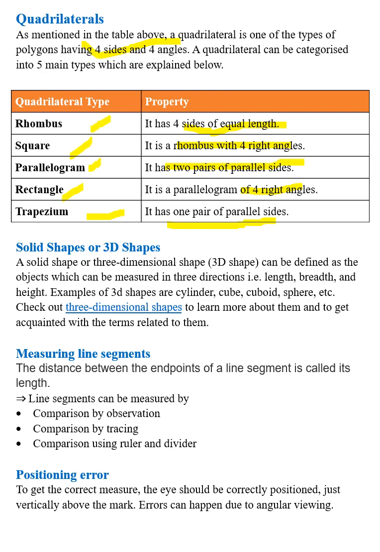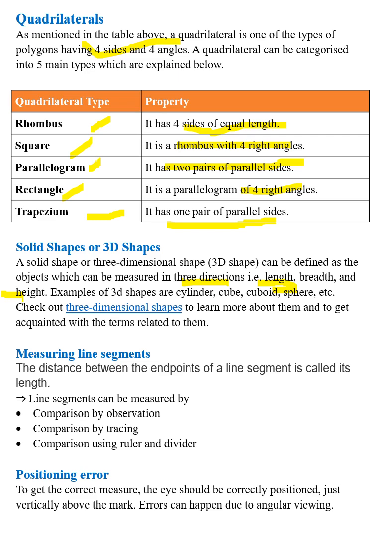Next is solid shapes or 3D shapes. A solid shape or a three-dimensional shape or a 3D shape can be classified as an object which can be measured in three directions, that is the length, breadth and height. For example, 3D shapes are cylinder, cube, cuboid and sphere.